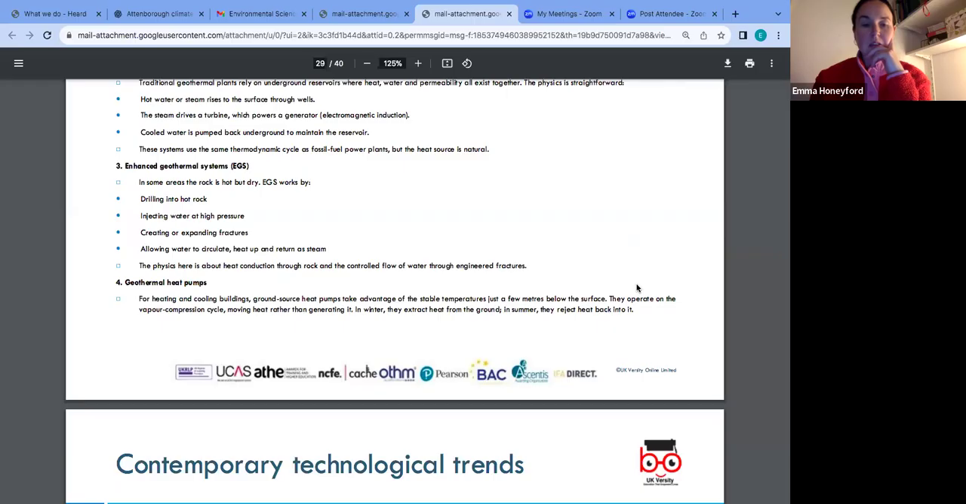So we have seen, especially across the UK, the rise of heat pumps. So for heating and cooling buildings, geothermal heat pumps, ground source heat pumps, take advantage of stable temperatures just a few metres below the surface. They operate on the vapour compression cycle, moving heat rather than generating it. In winter, they extract heat from the ground. In summer, they reject the heat back into it. So these have become really quite popular.